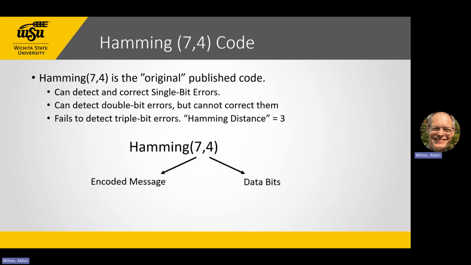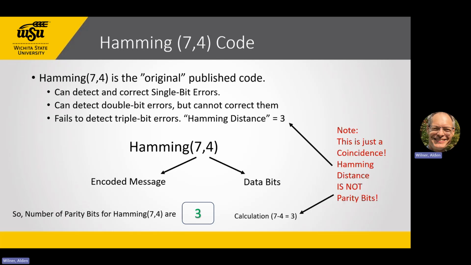The 4 means how many data bits are in that message. So basically, we're going to take 4 bits of data, one single hexadecimal number, and we can encode that using 7 bits, right? And so there are 3 parity bits, obviously 7 minus 4. This is a coincidence. The Hamming distance is what's known as the edit distance, a metric that says how many symbols do I have to change, how many bits do I have to flip to change from one valid symbol to another, right?